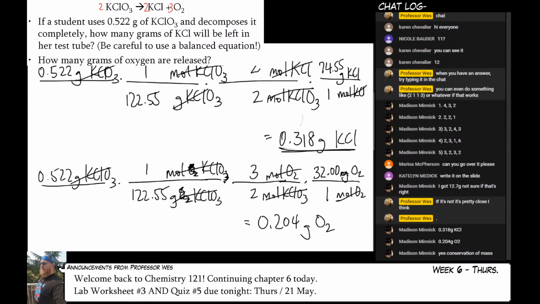And then the last question that's asked is, was the conservation of mass verified? Well, if it was, then whatever matter I started with before, which was this, should be equal to the matter that I was left over afterwards. So if I add my two answers together, you get exactly 0.522. And so conservation of mass was verified by this experiment. And in fact, all chemical reactions do obey the conservation of mass.